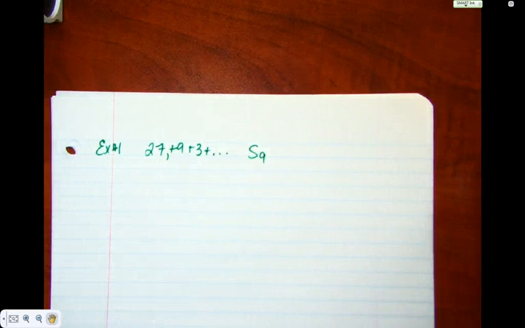So find the sum of the first 9 terms for this series and state whether it's convergent or divergent. Let's do the second part first because it's the easiest. Converging or diverging, and how do we know?